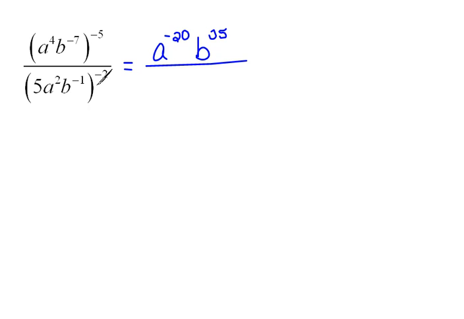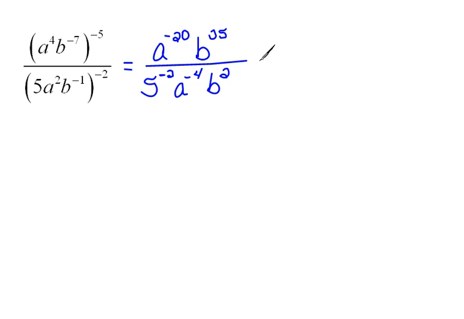and here on the bottom, again, every single factor has to be raised to the power. So this would be 5 to the negative 2 power. A squared to the negative 2 would be a to the negative 4. B to the negative 1 raised to the negative 2 would be b to the positive 2 power.